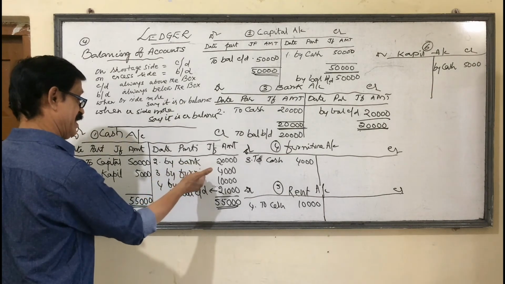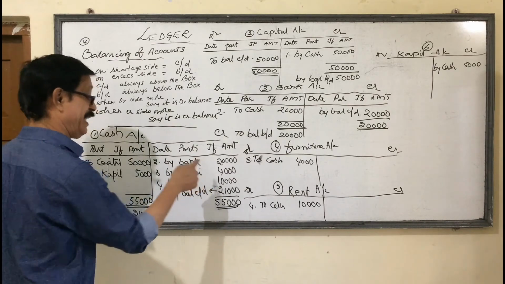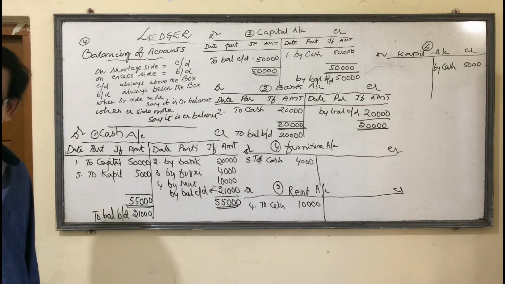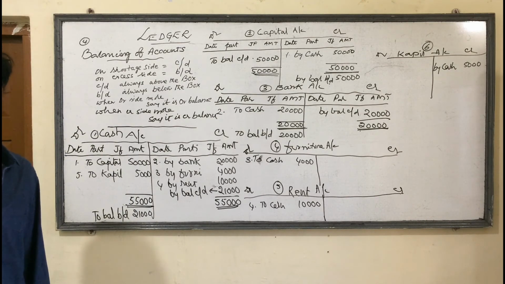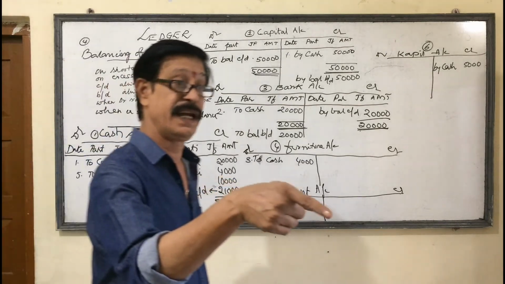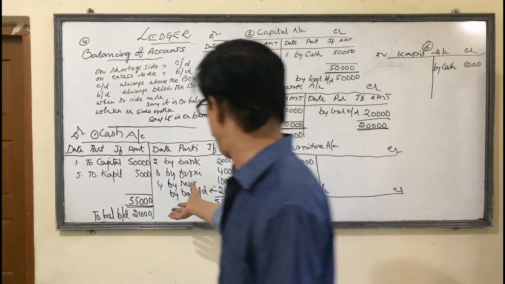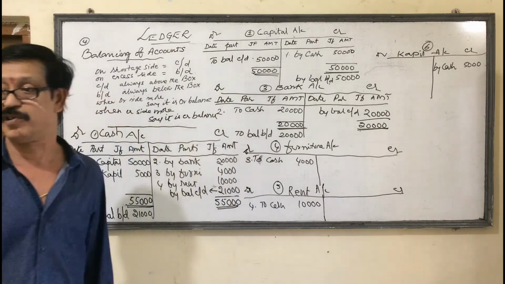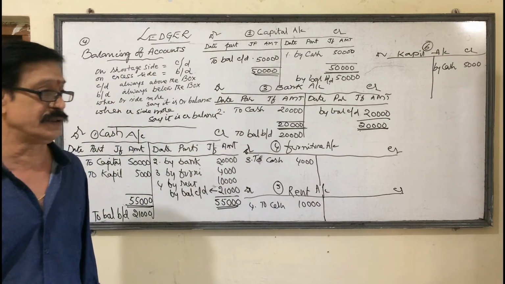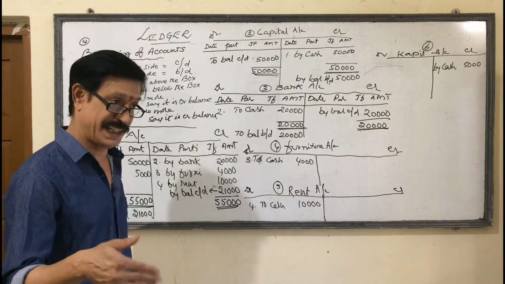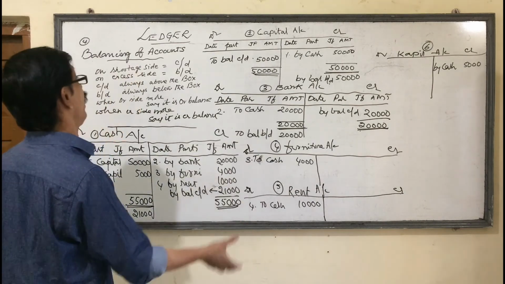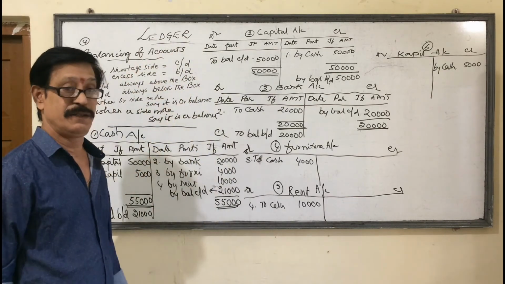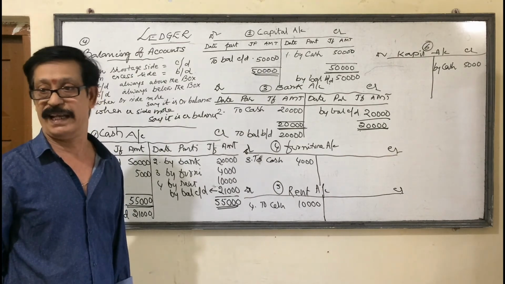Where there is shortage, that side only carried down. Where there is excess, that side is only brought down. And whenever debit side is more, you have to say it is a debit balance. Whenever credit side is more, you have to say it is a credit balance. From these balances only, then we can prepare a trial balance and then we can prepare final accounts which are including trading account, profit and loss account, and then balance sheet. So the further steps are always based on ledger accounts. After balancing of accounts only you can go through further preparation of trial balance and final accounts.